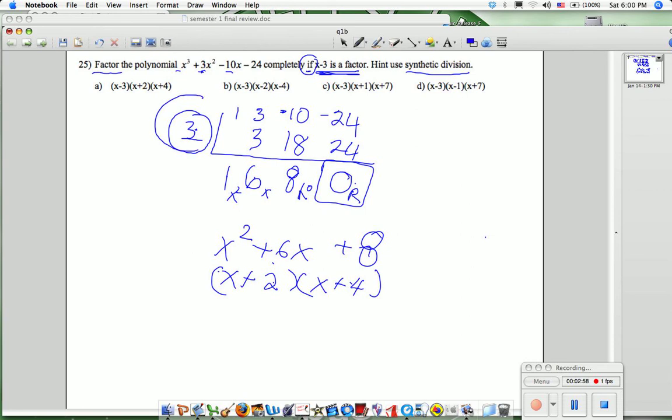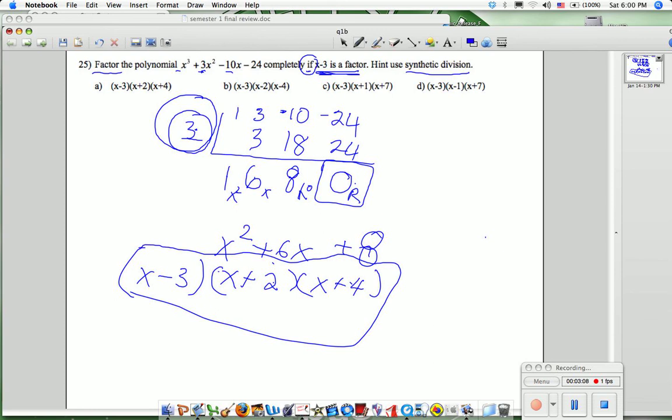Remember when I initially started off with x minus 3? That's a factor you need to write down as well. So we have 3 factors. We're done. So do we have a match for that answer? Yes, we do. I believe it's A. Oh, it's A. Good job, everybody. We found ourselves an answer.